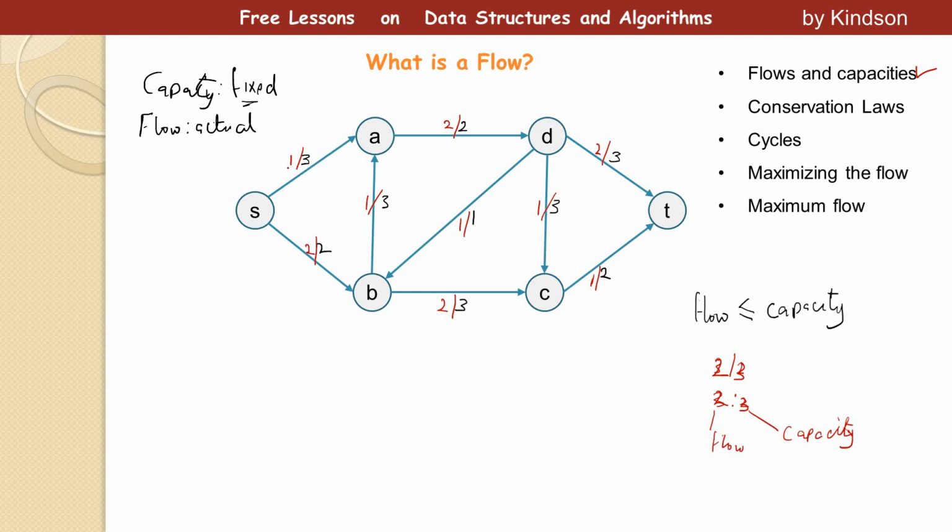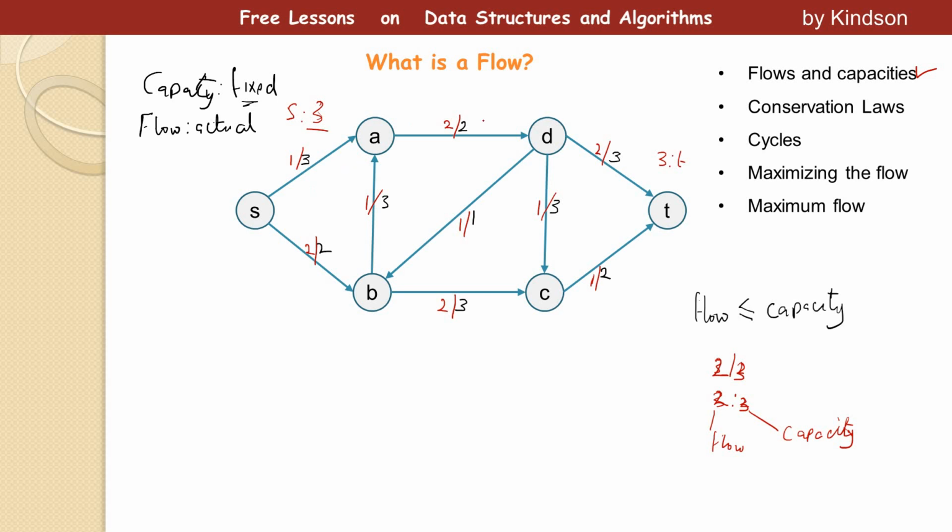This law also says the total flow coming out from the source should be equal to the total going into the sink. So here we have 3 coming out from the source, and here we have how many? 3 going into the sink, right?